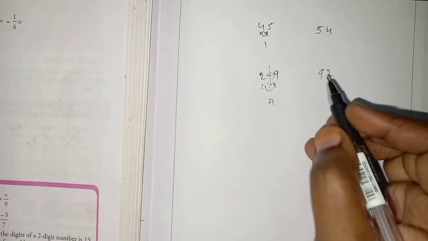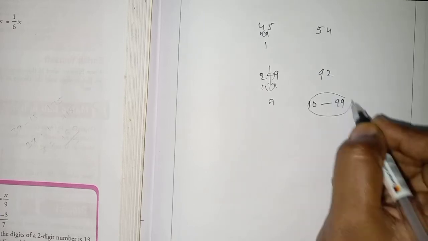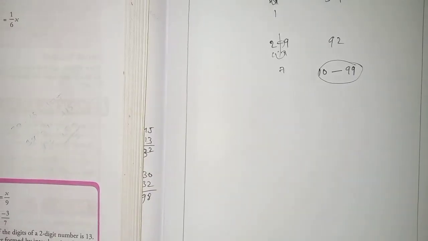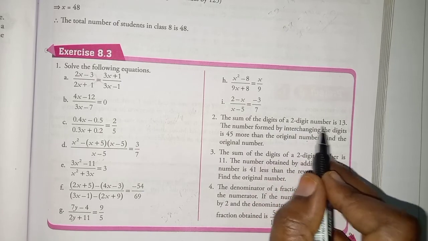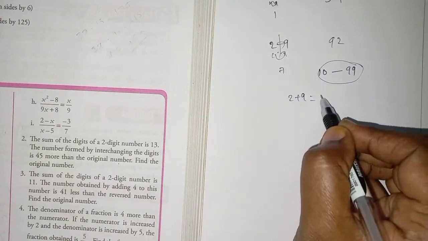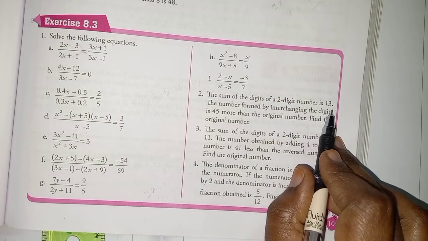What are the two-digit numbers we have? From 10 to 99, all are two-digit numbers. Okay, but don't worry, it's simple only. We can calculate easily. The sum of the digits of a two-digit number is 13. Sum of the digits means here, see, 2 plus 9 is 11, right? In the same way, what they are saying is the sum of the digits is 13.